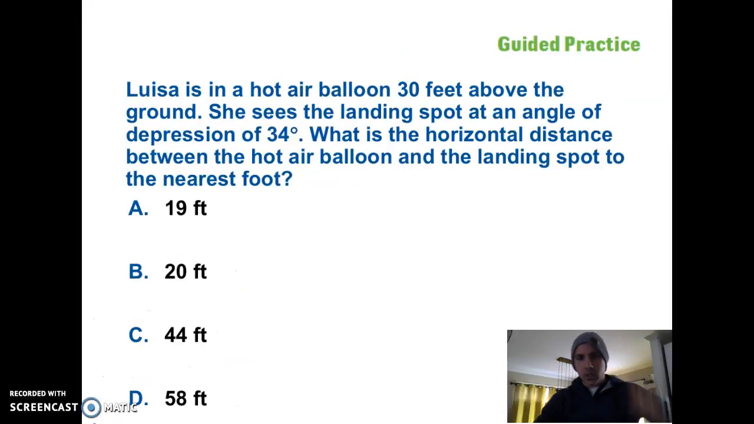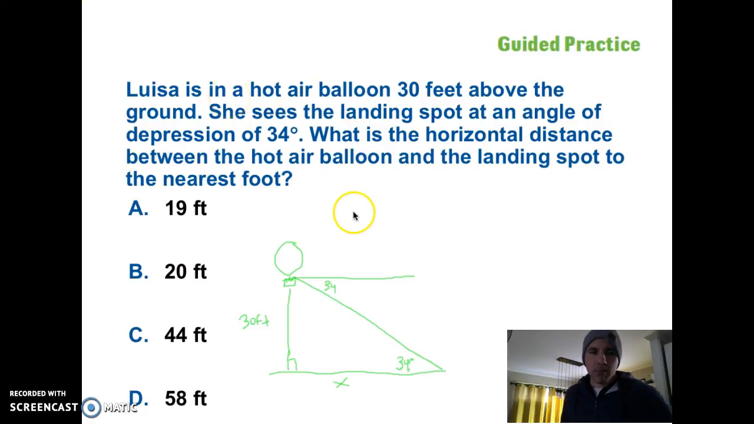All right, last question for this benchmark 24. All right, so you got Luisa is in a hot air balloon 30 feet above the ground. She sees a landing spot at the angle of depression of 34 degrees. What's the horizontal distance between the hot air balloon and the landing spot to the nearest foot? Good luck. Hope you do well on this one.